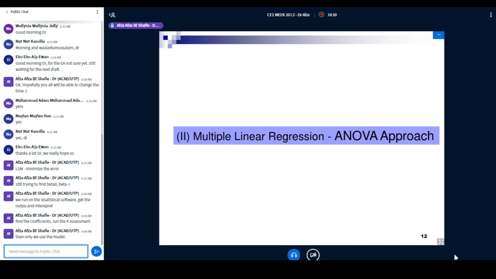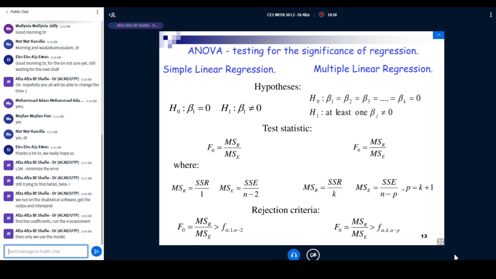Okay, so what we normally do is we run it and we always look at the ANOVA. So how do we test for the significance of regression, for the ANOVA? This is the difference between the simple and the multiple. For the simple, we just have y hat equal to beta naught plus beta 1 x, so our interest is just to look at the slope.